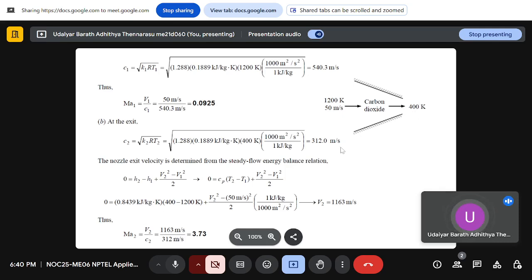So now we can find the Mach number. Mach number will be velocity at state 2 divided by the speed of sound at state 2. Here we should be careful that the speed of sound also changes between inlet and exit based on the condition, so we have to estimate the speed of sound separately for both. At the exit, the speed of sound is 312 meters per second. So Mach number is V2 by C2. Velocity at the exit is 1163 meters per second, divided by the speed of sound 312 gives 3.73, which is the Mach number at the exit.